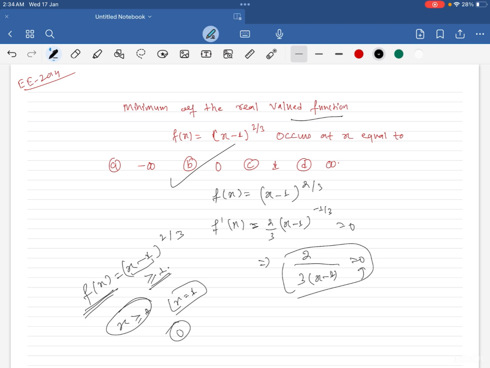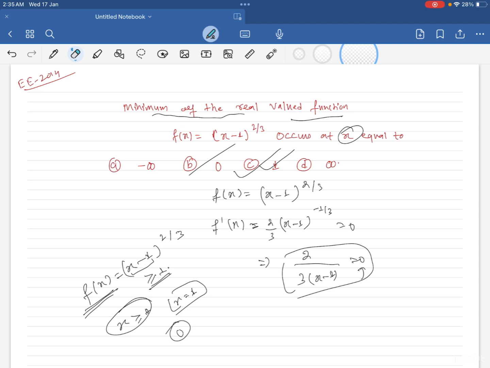Okay, so we have been asked here at which value the minimum occurs. So it will occur at x equals 1. So 1 is the correct answer. 0 is the minimum value, but at which point? So x equals 1.